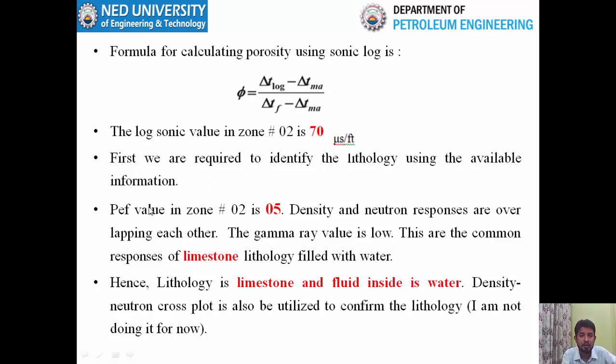PEF value in zone number 2 is 5. Density and neutron responses are overlapping. The gamma ray value is very low. These are the common responses of limestone lithology filled with water. So zone number 2 is most likely limestone filled with water. The density neutron cross plot can also be utilized to confirm the lithology. I am not doing it for now, but in the exercise, you are also required to confirm the lithology and fluid content through the density neutron cross plot too.